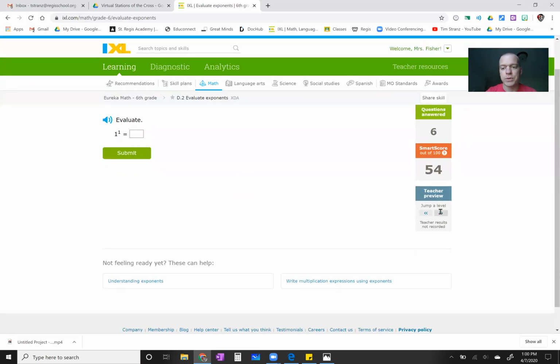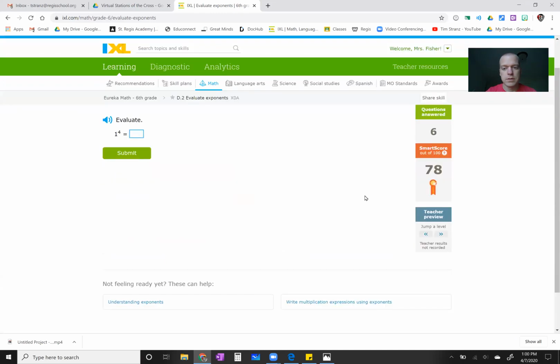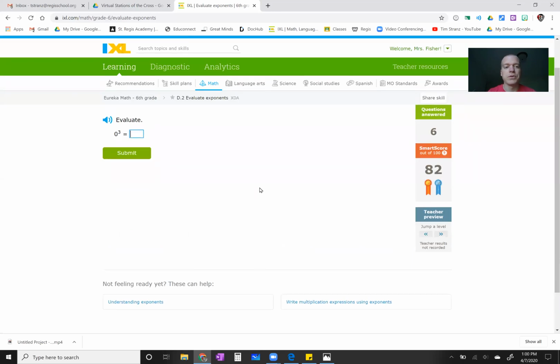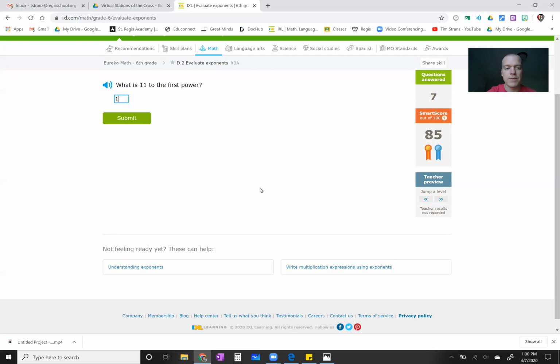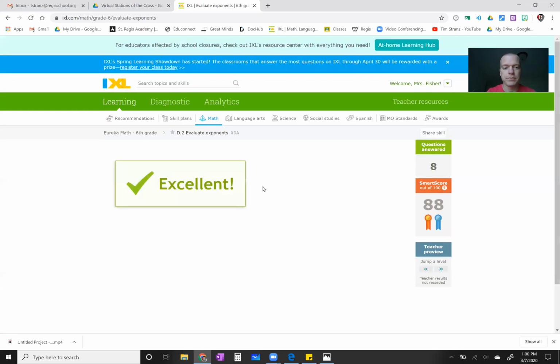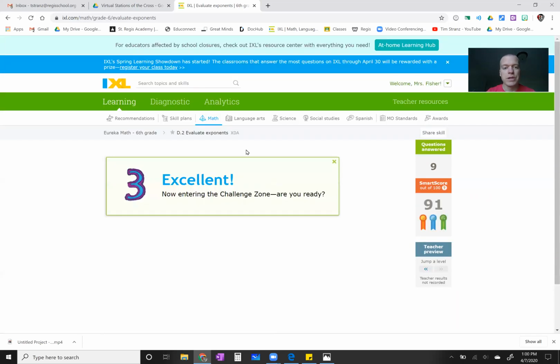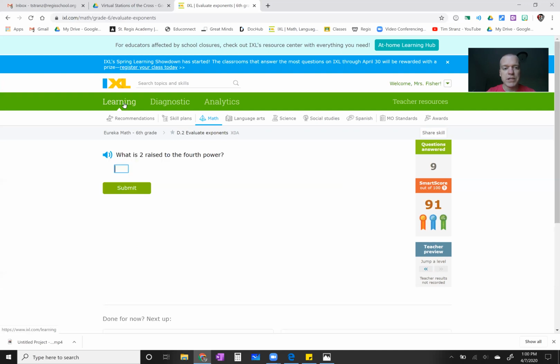Okay, let's go to some harder ones. That one's easy. Look at this one, 0 raised up to the 3rd power. So you have 0 times 0 times 0, which is 0. 11 to the 1st power. So you have only one 11, which is going to be 11. 5 raised up to the 2nd power, 5 times 5, which is 25. Okay, so there you go. Let's try that one. Make sure you get 100% on that one, please. And let's look at one more skill that I want you guys to complete.